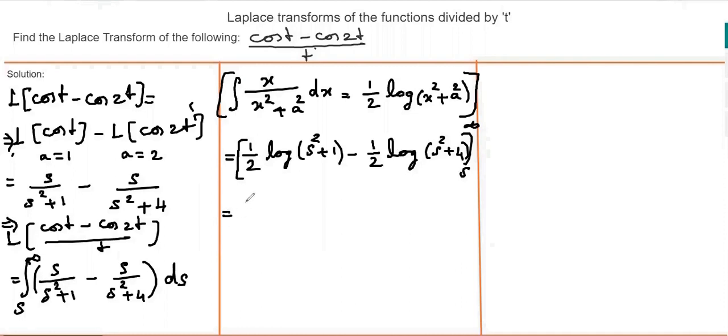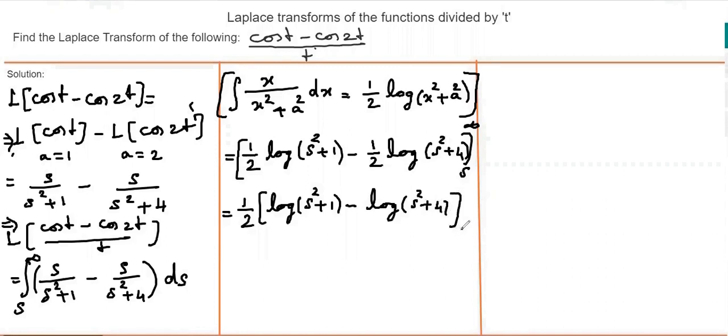Now half I'm taking commonly outside because it is a constant. We can't apply the limits here, so I'm taking it commonly outside. So the first term is log of s square plus 1 minus log of s square plus 4. Here we can apply the limits, s to infinity. Now half should be taken outside.